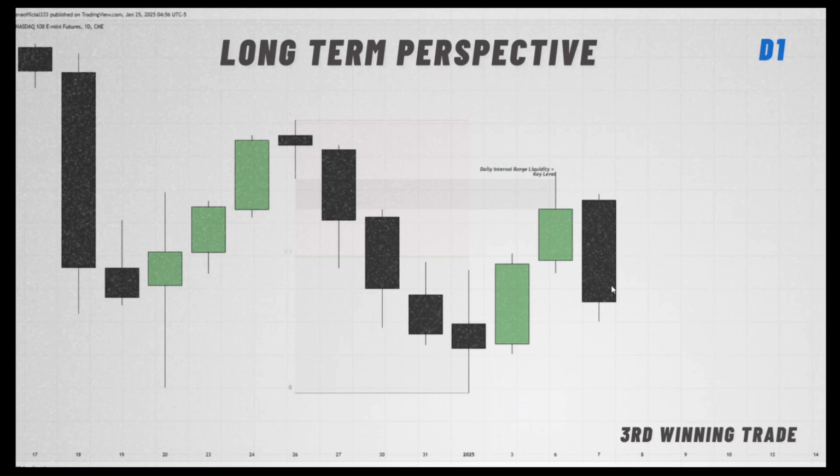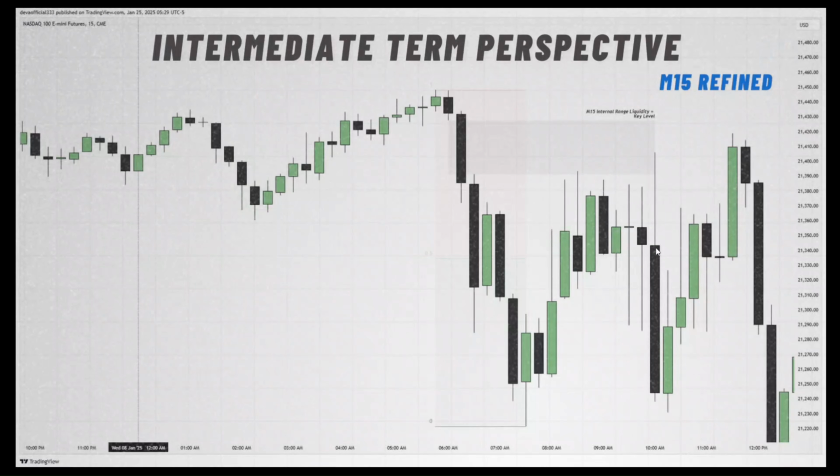Now this is the third trade, where we have the same kind of annotations, the daily FVG, so internal range to external range to internal. Now we have the M15 intermediate-term perspective. This day was FOMC, Wednesday, January 8. This is the midnight opening price, and price rallied up and created a high at 6 a.m., and then we got this nice dealing range. I refined to the M15 time frame because we also have the H1.